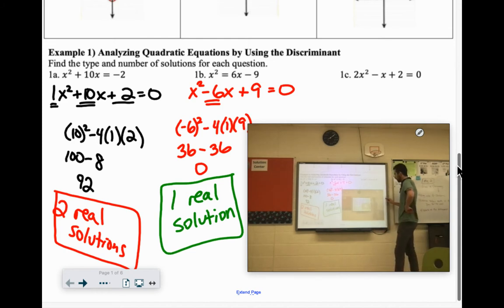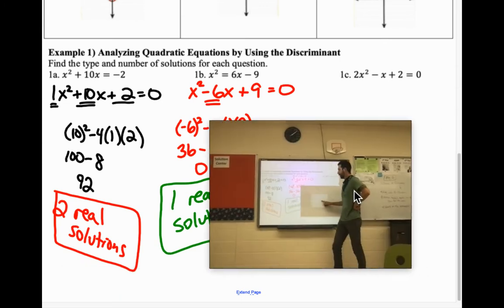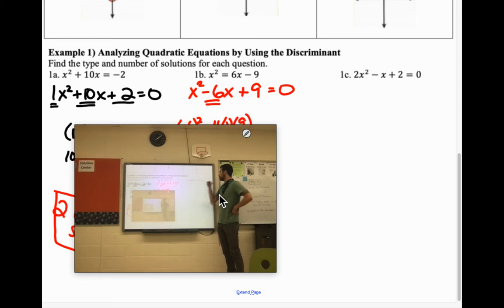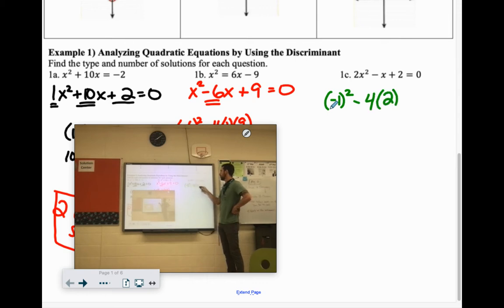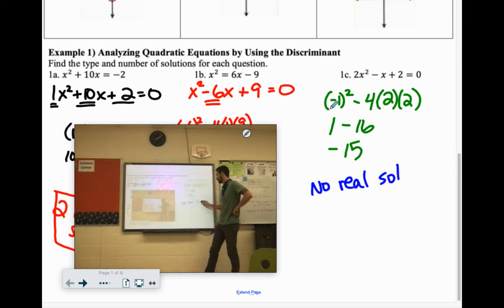And then this one. Gee, I wonder how this one's going to work out. We had two real solutions, one real solution. I wonder what's going to happen over here. Okay, let's see, b squared, so b is -1, minus 4ac. -1 times -1 is 1. 4 times 2 is 8 times 2 is 16. So this comes out to -15. So we would say no real solutions. But we could say two imaginary solutions.